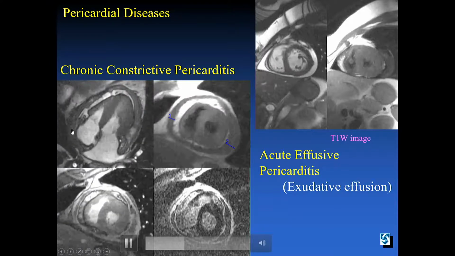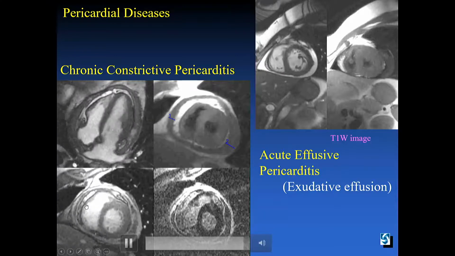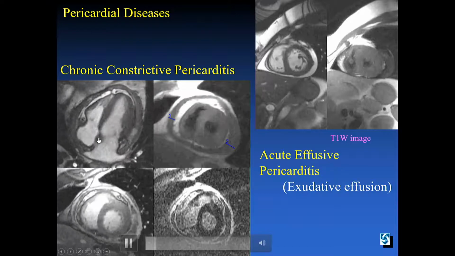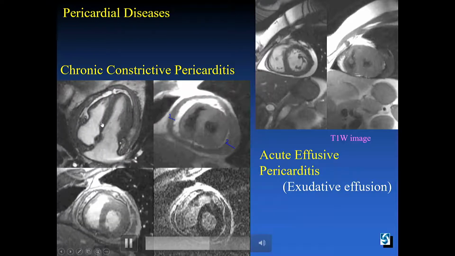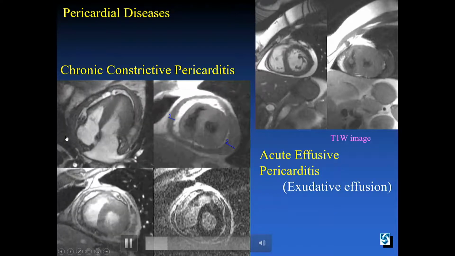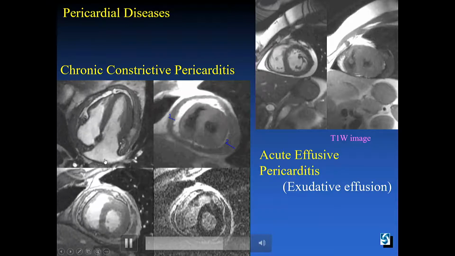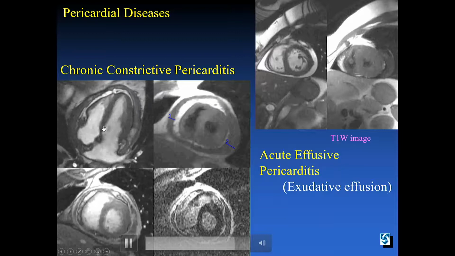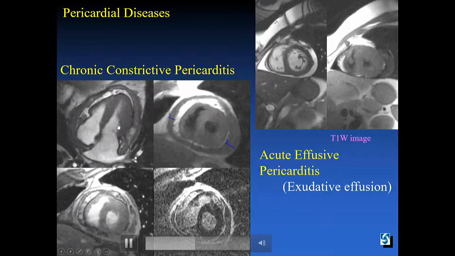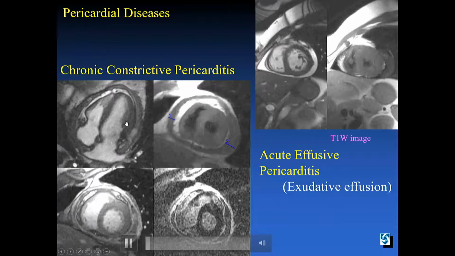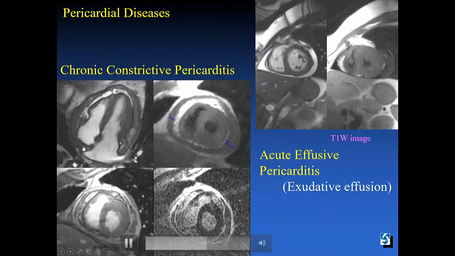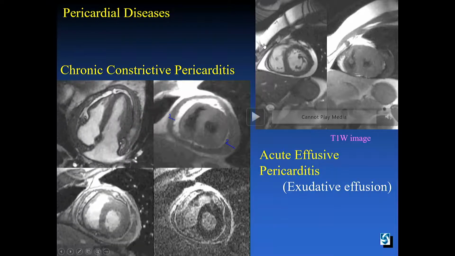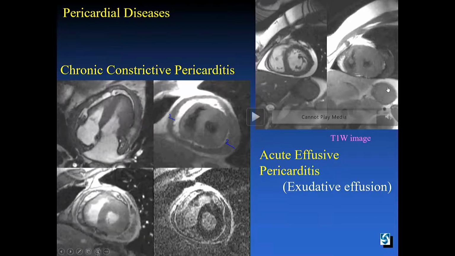Now, to call constriction, you often need to look for other information as well. So you have to look for consequences of constriction, such as the shape of the heart, the dilated atrium, the size of the SVC and IVC, the shape of the RV. Those are all criteria that we should look for separately for pericardial constriction. But these are just examples of a chronic case, chronic pericardial disease, and acute pericardial disease that we see clinically.